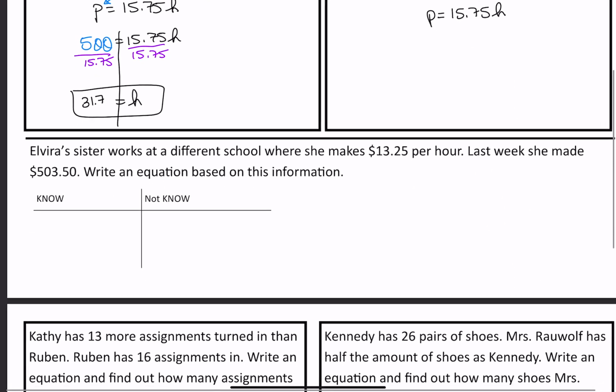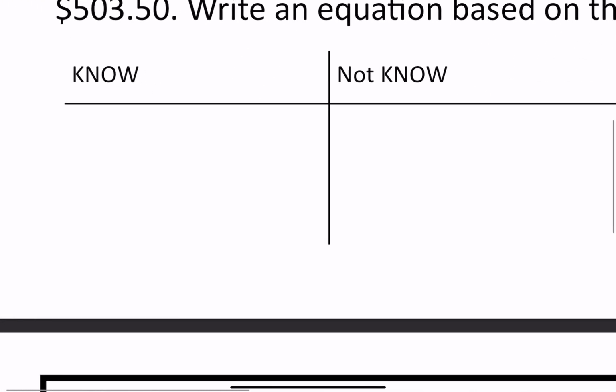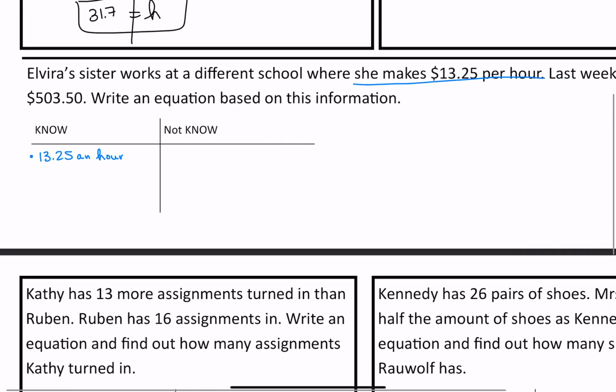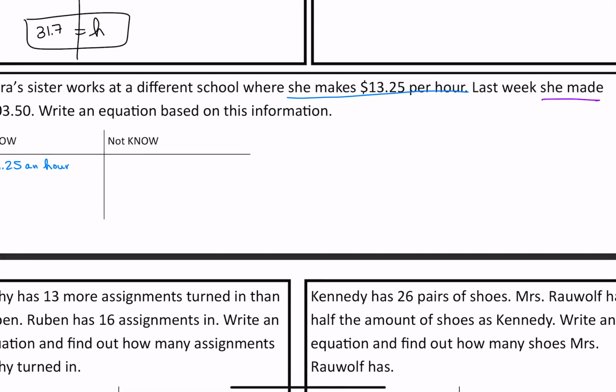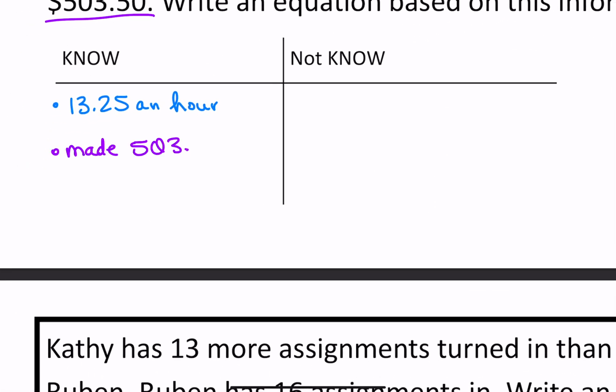Now let's talk about her sister. Her sister works at a different school where she makes $13.25 per hour, whereas last week she made $503.50. So we're going to write an equation. We know she makes $13.25 per hour. So that's stuff we know. We also know that last week she made $503.50. What we don't know is how many hours she worked.